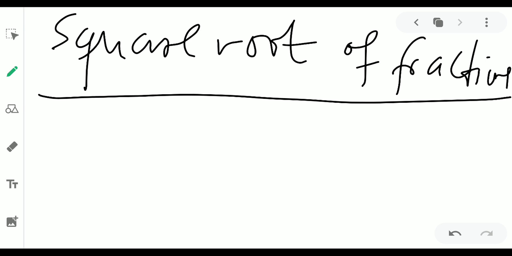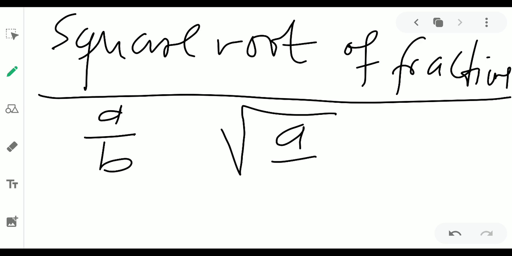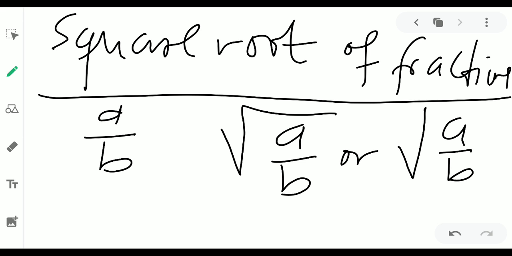Now, every fraction has a numerator and a denominator. So we have A over B. That's a fraction. So if you want to find the square root of this fraction, we'll do it like this. The square root of A over B. So this is the square root of a fraction. This is how we write the square root of a fraction.